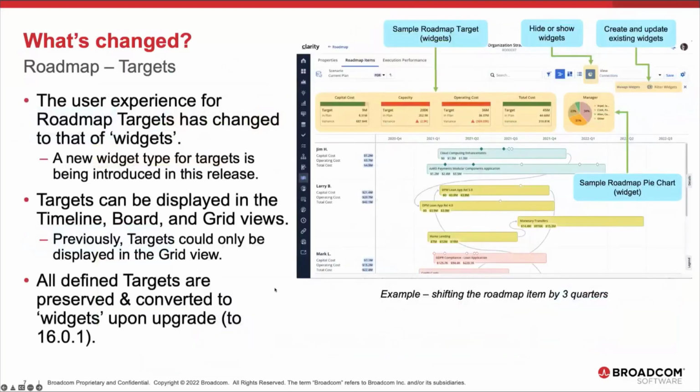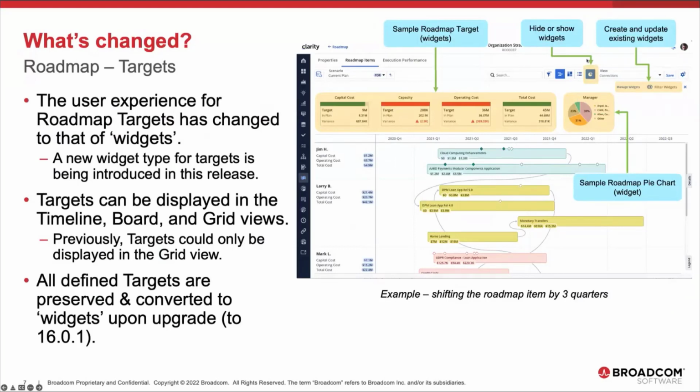Targets. As I mentioned, the user experience for targets has changed to that of widgets. Fundamentally, the ability to set up goals or constraints has not changed. It's just the underlying capability, the technology to deliver them to the screen, that has changed. We've also introduced a new widget type called Target, strangely enough, for roadmaps. And you can now switch between roadmap, board, and grid views and see targets. And these targets are maintained upon upgrade and saved in the widget library.